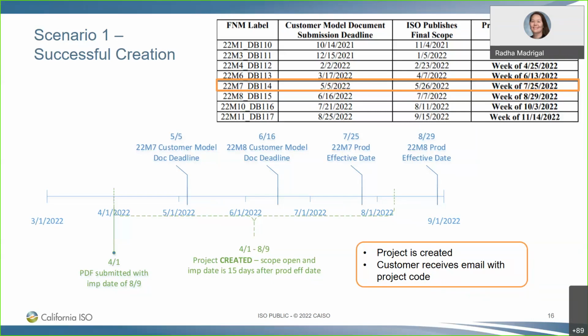So in this specific case, the project is created and the customer will receive an email with the project code that has been created in RIMS. So that is example one.